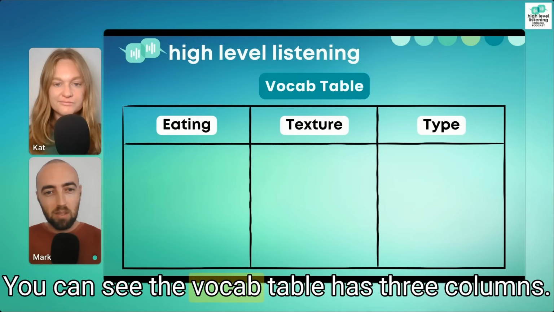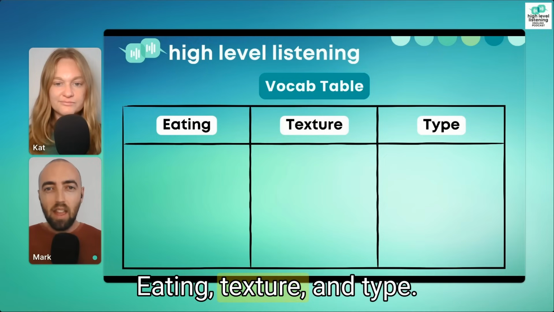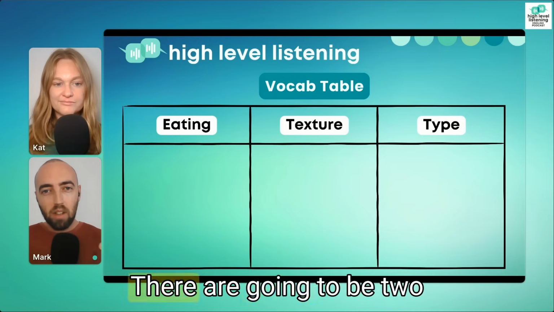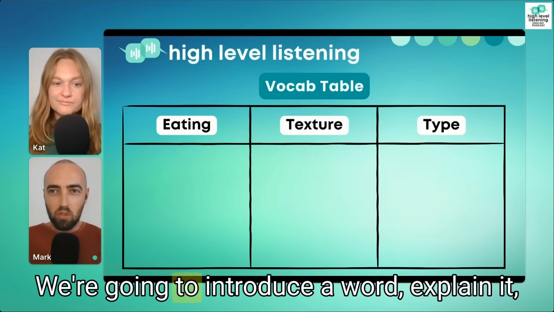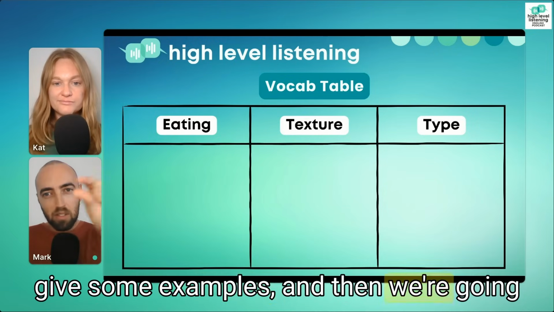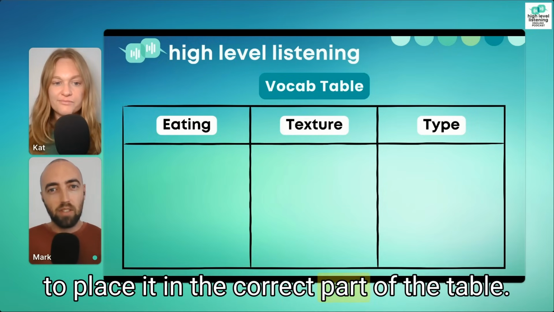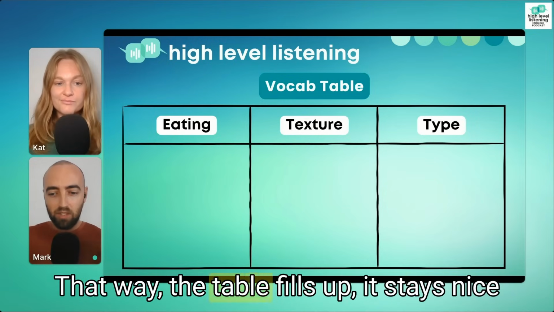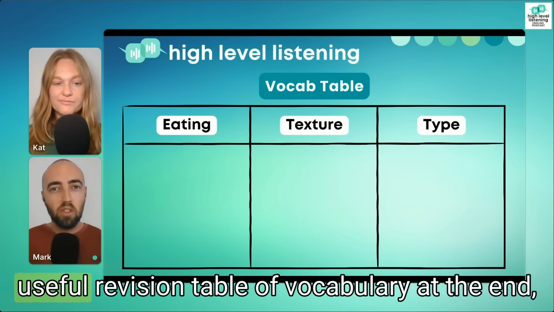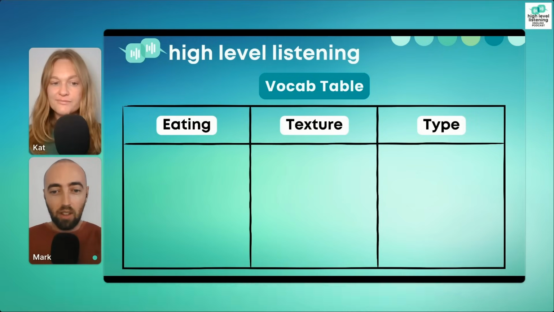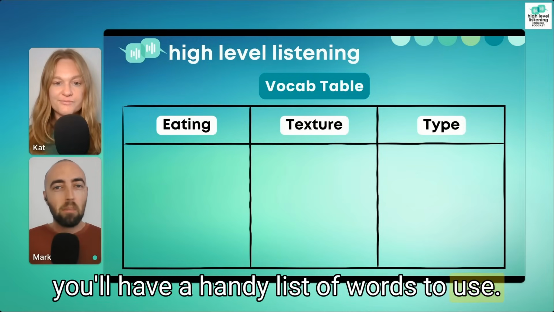You can see the vocab table has 3 columns: eating, texture, and type. There are going to be 2 vocabulary words in each column. We're going to introduce a word, explain it, give some examples, and then we're going to place it in the correct part of the table. That way, the table fills up, it stays nice and organized, and you'll have a really nice, useful revision table of vocabulary at the end. So when you want to make your answers, you'll have a handy list of words to use.